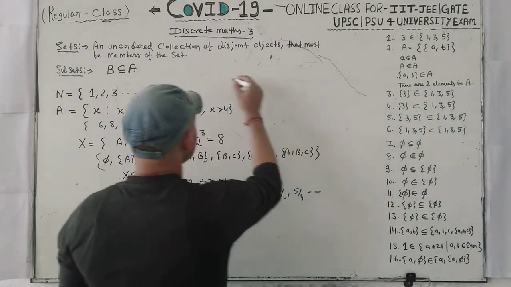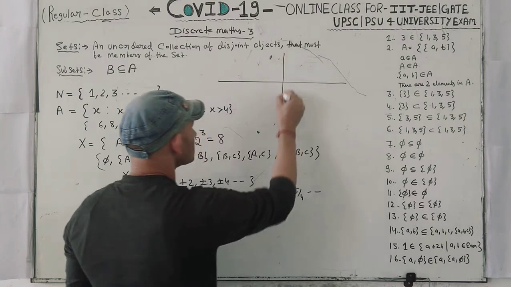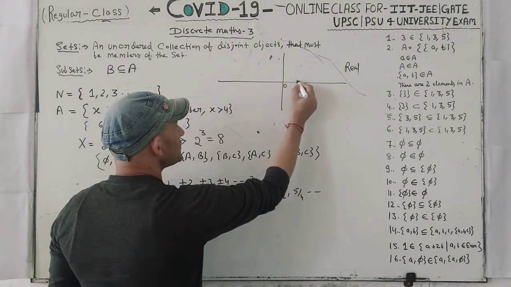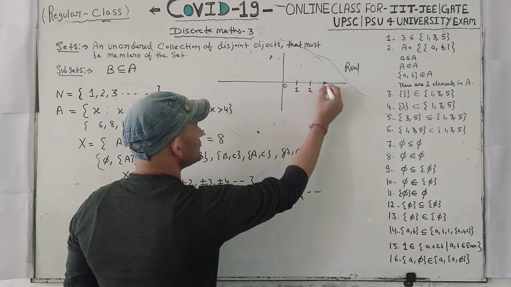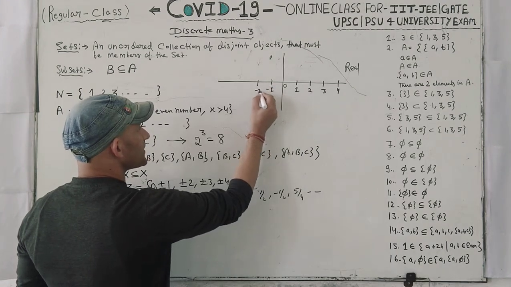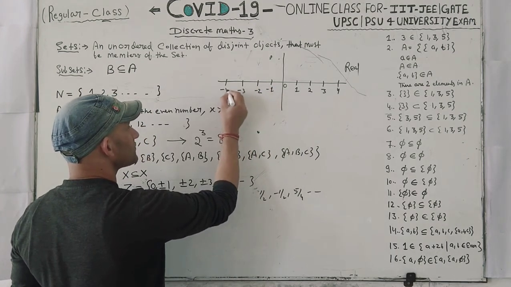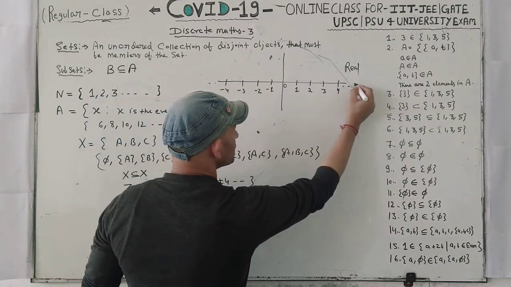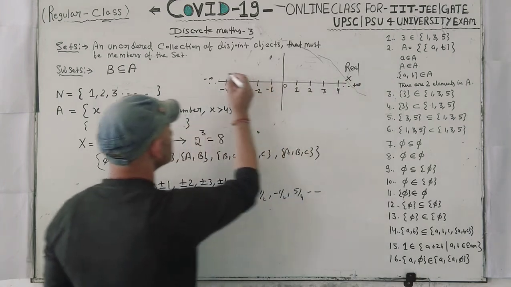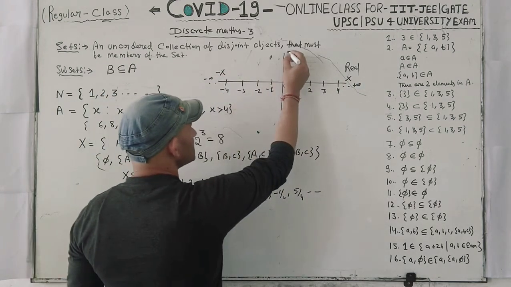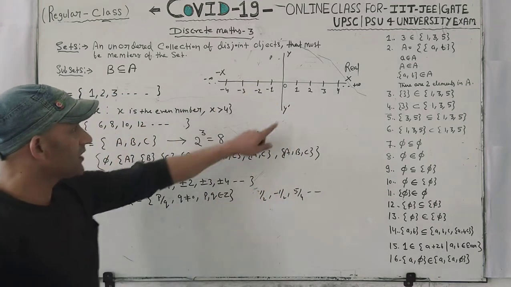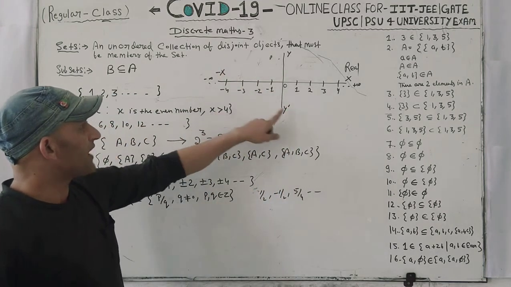This is the real line. This is 0, this is 1, this is 2, this is 3, this is 4, this is minus 1, this is minus 2, this is minus 3, this is minus 4, and so on to infinity. So this is plus infinity and this is minus infinity. This is the x-axis, this is the minus x-axis. This is the y-axis and this is the minus y-axis. You can also say y dash or minus y.